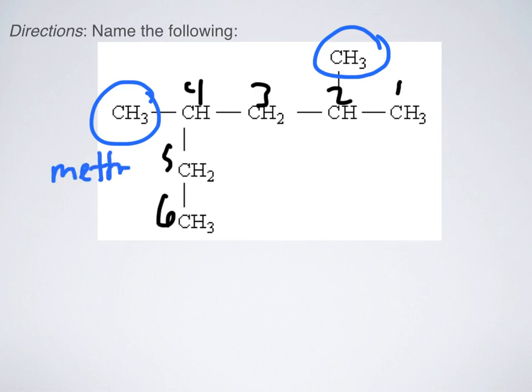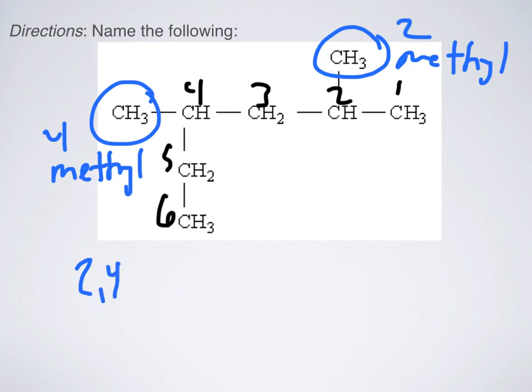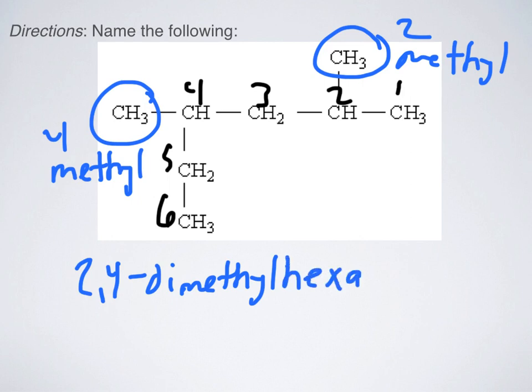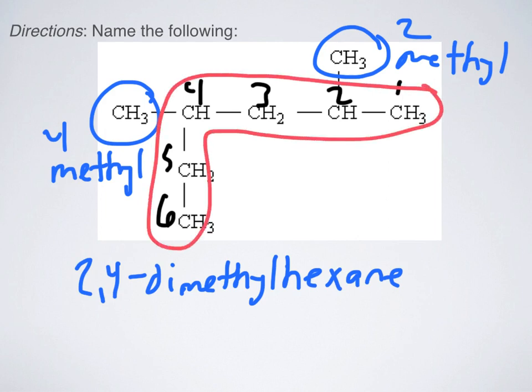This is a methyl group, and this is a methyl group. So this methyl group is at carbon 2, this methyl group is at carbon 4. So if I wanted to write the name down, it would be 2,4-dimethyl, telling me where my side chains are. And then I have 6 carbons, so that is again hexane. All of these seem to be hexane. That's a little strange. Again, that was my longest continuous carbon chain.